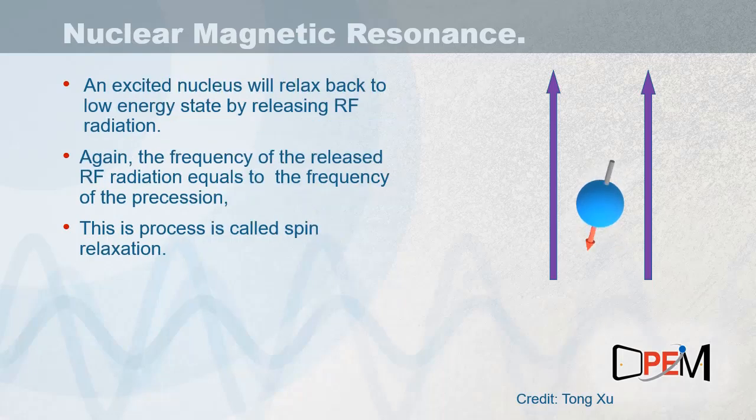An excited nucleus precessing against the external field can relax back to the lower energy state by releasing RF radiation. Again, the frequency of the released RF radiation is equal to the frequency of the precession. This process is called spin relaxation.